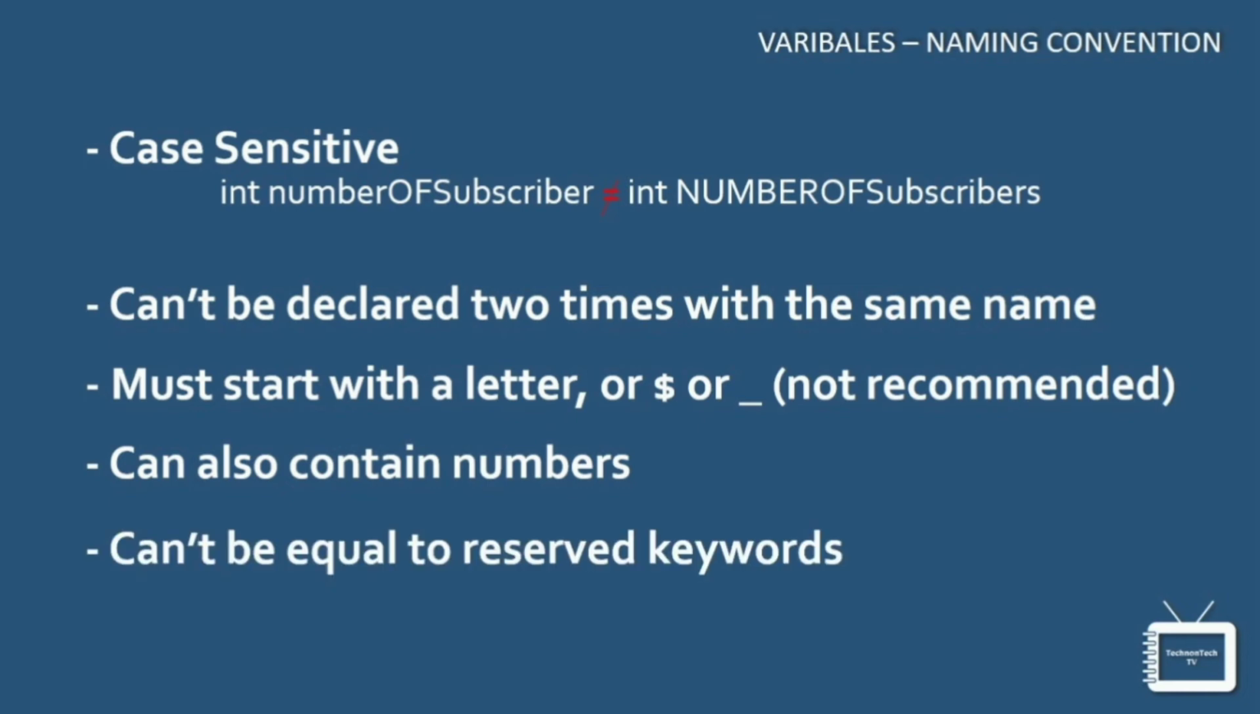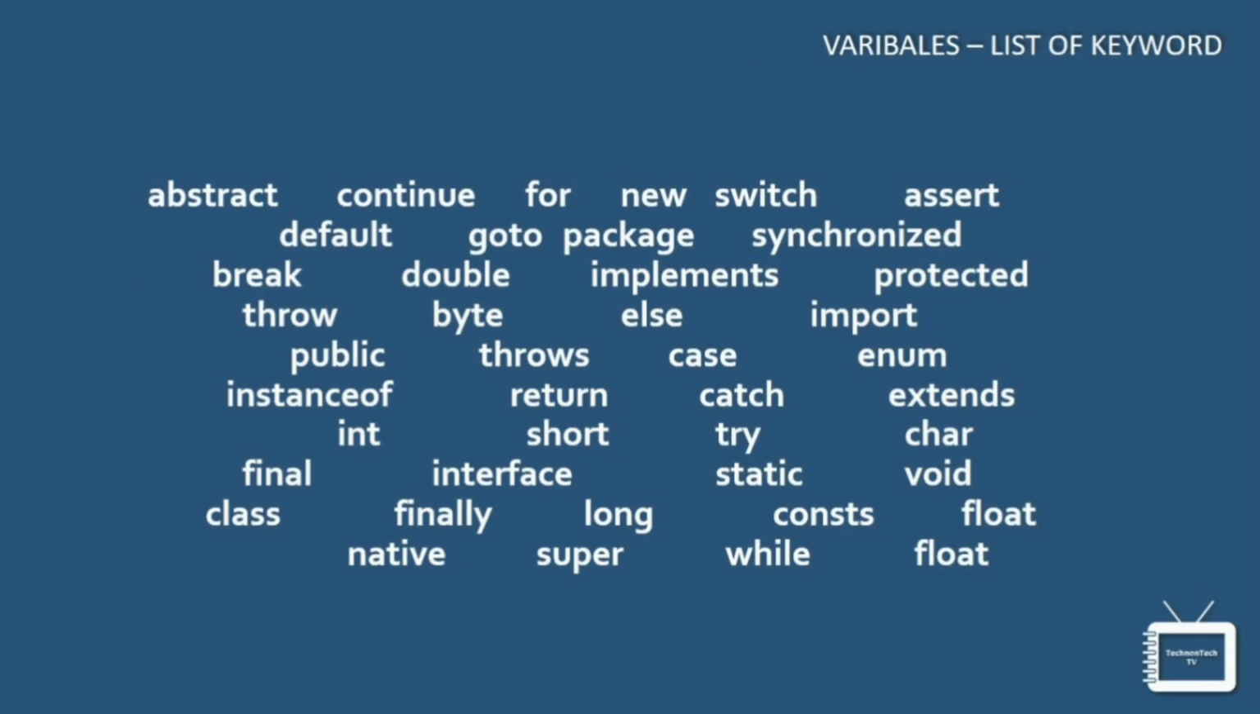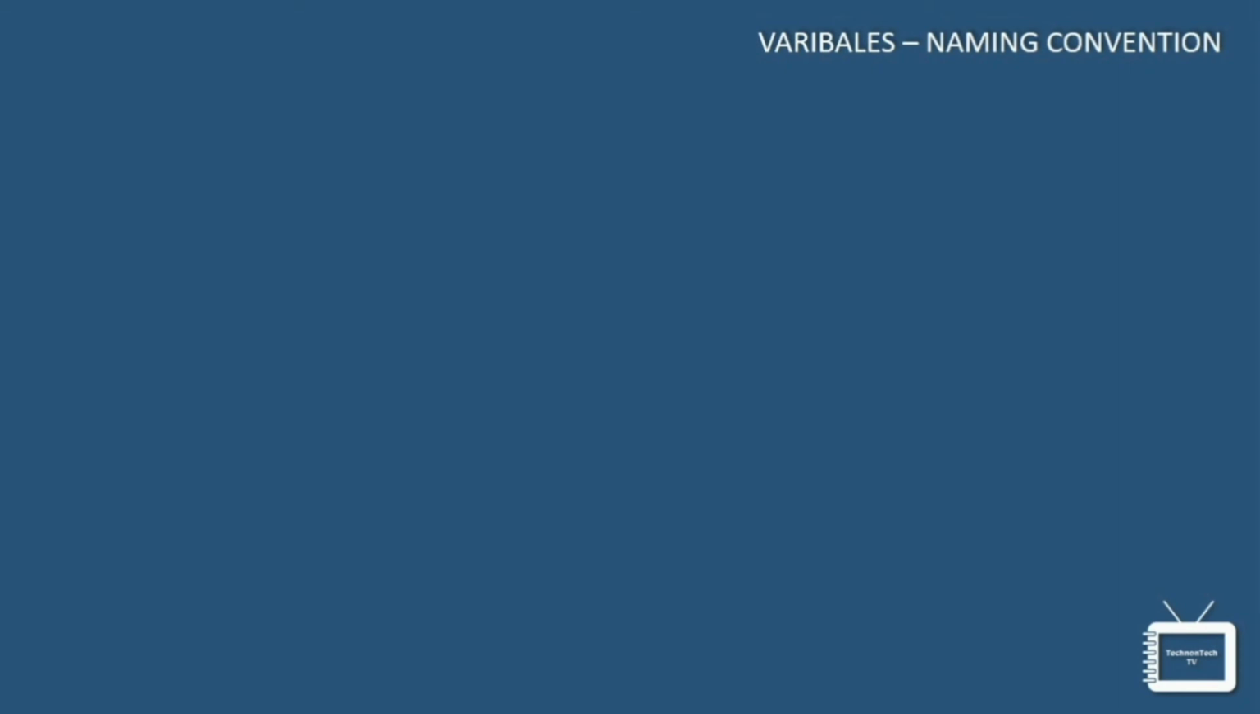And lastly, variable names cannot be equal to reserved keywords of Java. Here you can see a list of the reserved keywords: abstract, continue, for, new, switch, and the list goes on. So you don't need to memorize this. Java will warn you that you cannot use these words as variable names. So you might think this list is very long, but don't worry, I will explain all of them later in this course.